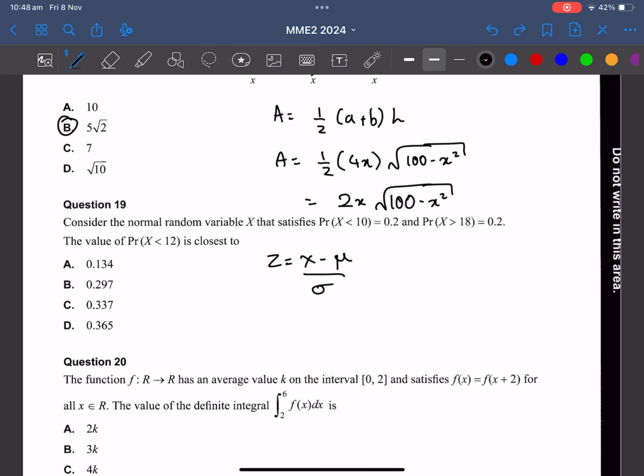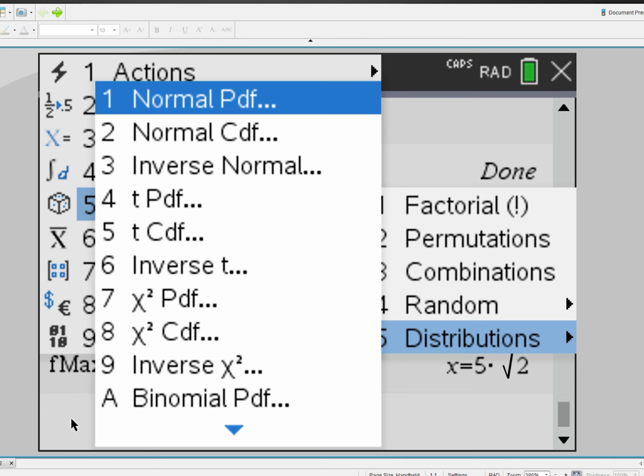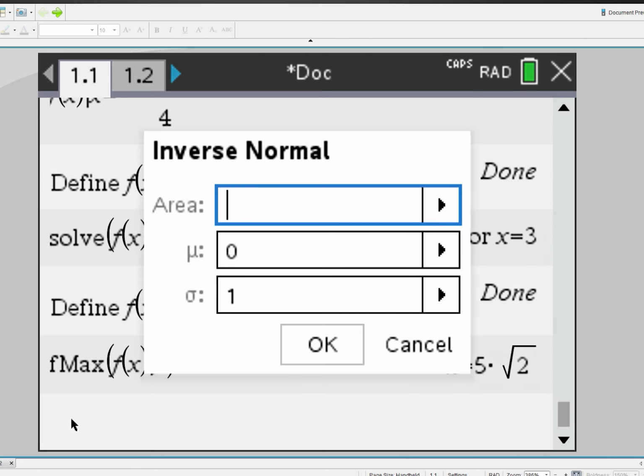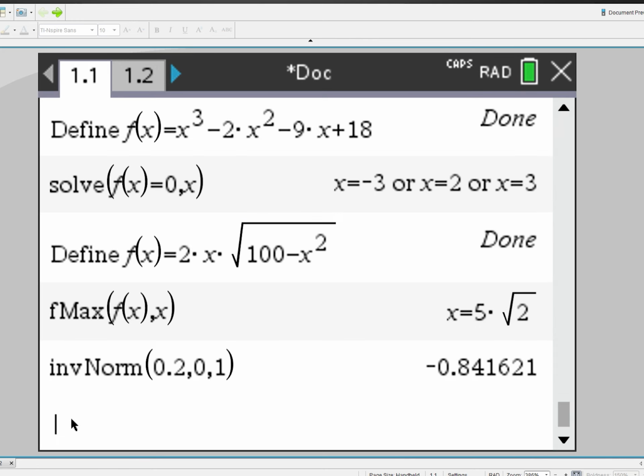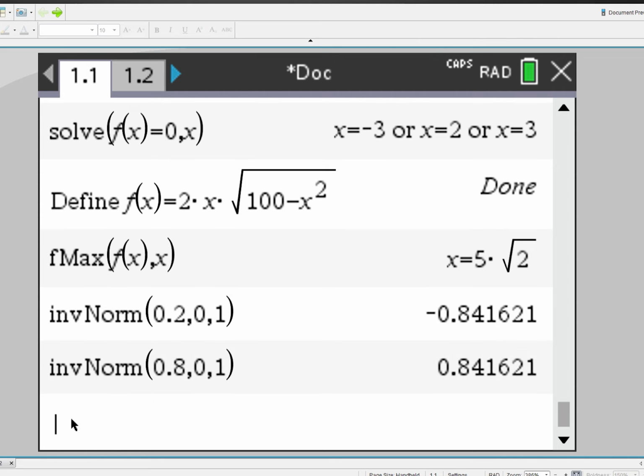So for that, let us use the inverse normal. So menu 5, 5, 3. Our area is 0.2. Enter. So our first area is this, and then our second area is going to be 0.8, because remember in CAS we are always looking at the left side. So even though x greater than 18 is 0.2, we have to make sure that we are using the left tail, so 0.8. Okay, so these are our two standard normal values.